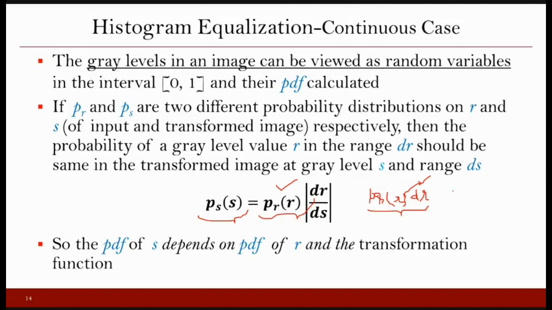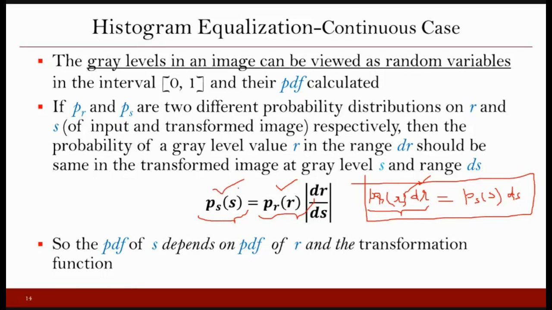So if r is mapped to s, then this should be equal to p_s(s) ds. When we are doing the transformation, this needs to be ensured. So if this is ensured, then from this we can obtain this equation by just taking this ds to the other side. So this becomes p_s(s) equal to p_r(r) into dr by ds. Okay. Please remember this equation. We are going to use this in our subsequent discussion.